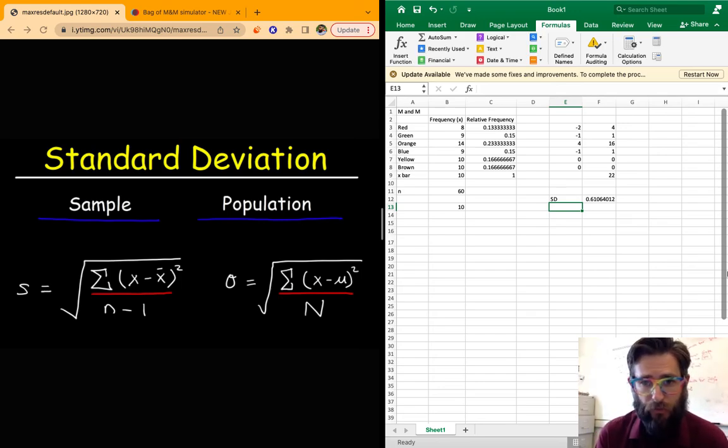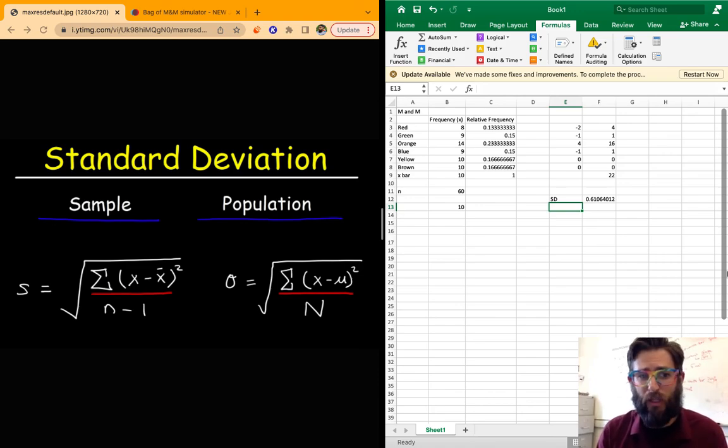So there's a standard deviation right there of your sample. That tells me that the mean is 10 and the standard deviation is 0.61. And we can do some other inferences there, but the point of this video is just to give you a basic overview of the steps that you need to take in order to calculate the standard deviation.